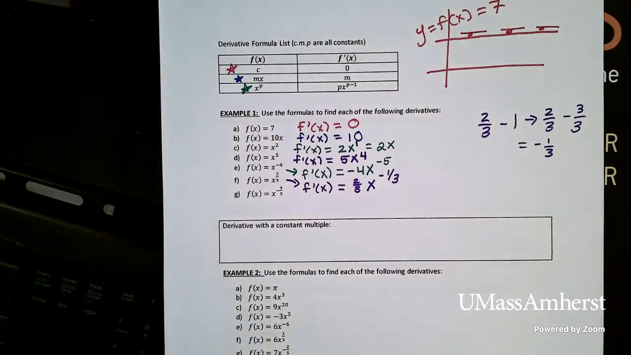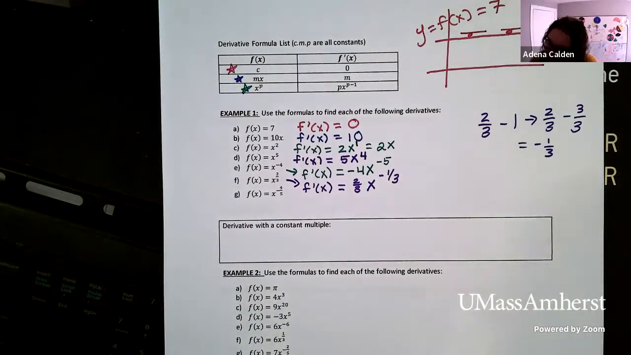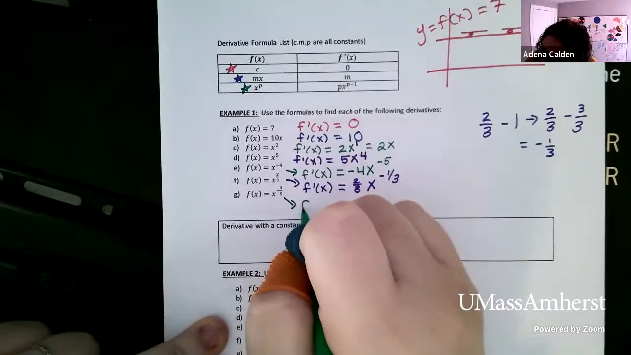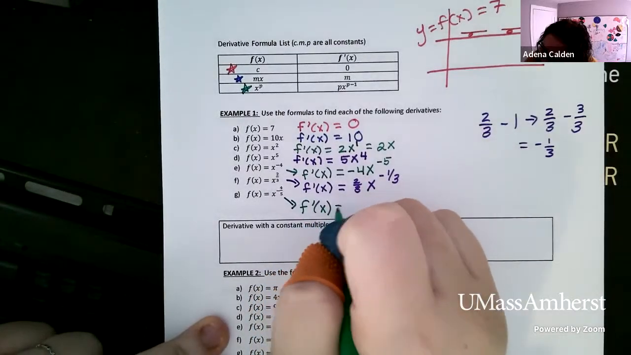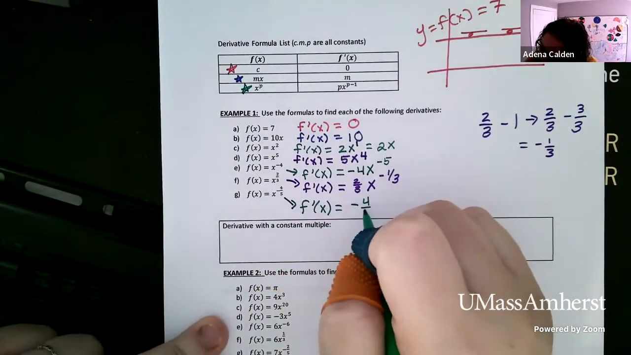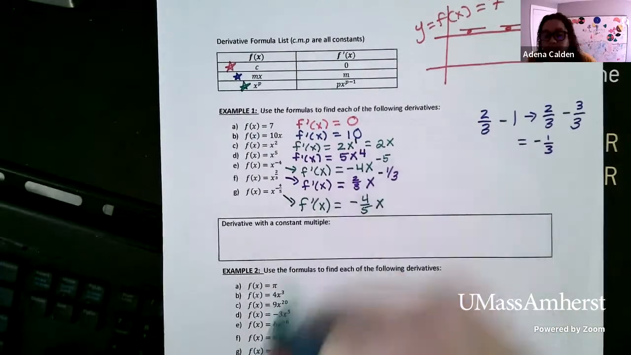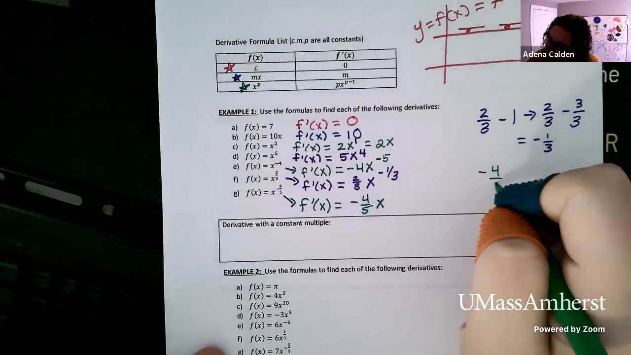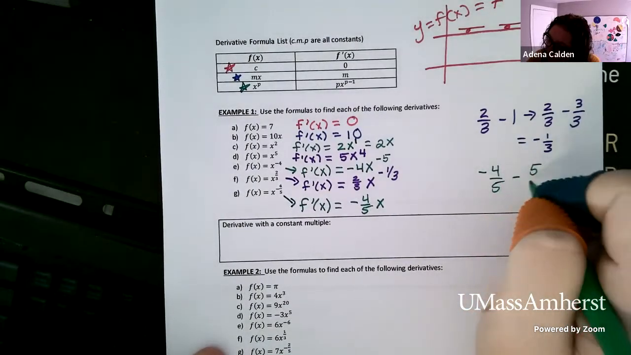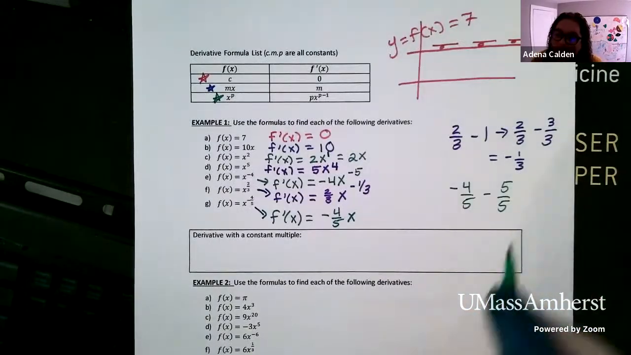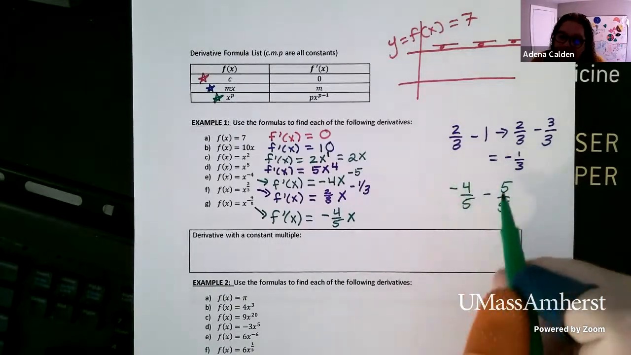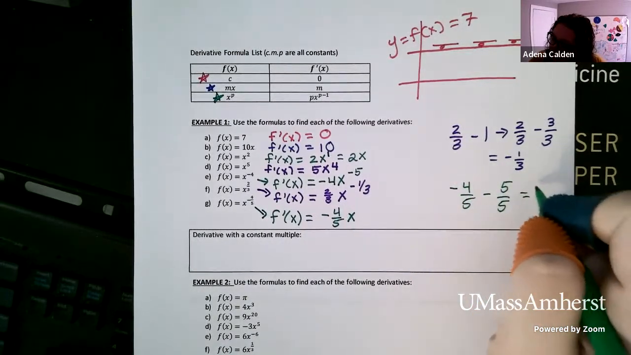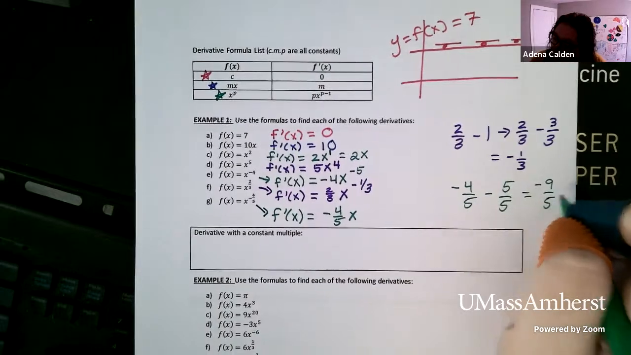And then finally, last but not least, we have x to the negative 4/5. So the negative 4/5 comes down. And when we subtract 1 from the power, right, again, we have negative 4/5 minus 1. We can write the 1 as 5/5, but because this is negative, this becomes negative 9/5.